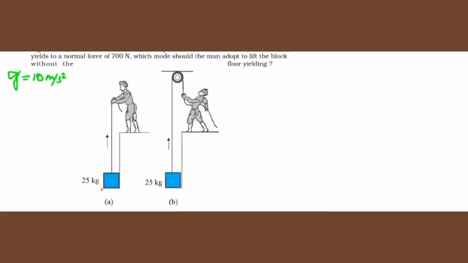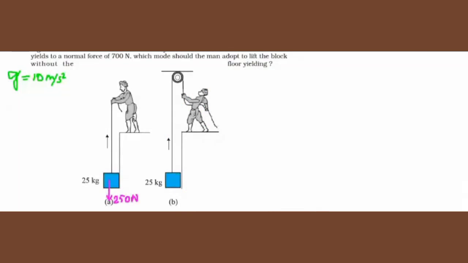Now see here, 25 kilogram weight. Its weight is acting mg downward. So 250 Newton downward. Then if the man wants to lift the object, minimum how much force he needs to apply? He needs to apply 250 Newton upward. To lift the object, 250 Newton force has to be applied upward.